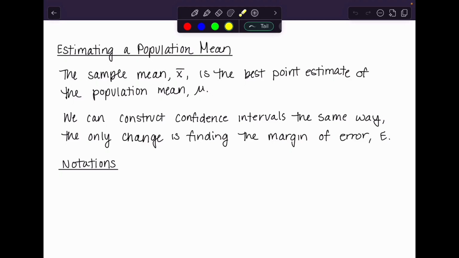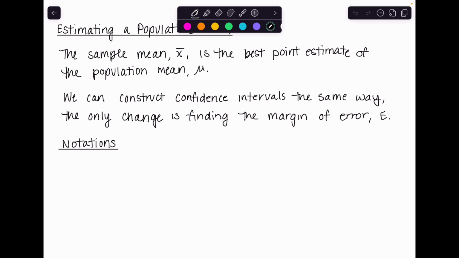So we're ultimately going to construct the confidence intervals the same way. The only thing that's going to change is finding that margin of error, E. We're going to have a slightly different formula for that. So I want to refresh just on all of the notations for everything. μ, remember, is going to be our true population mean. So that's found by adding up every single data value and dividing it by the number of data values. It is the true mean.